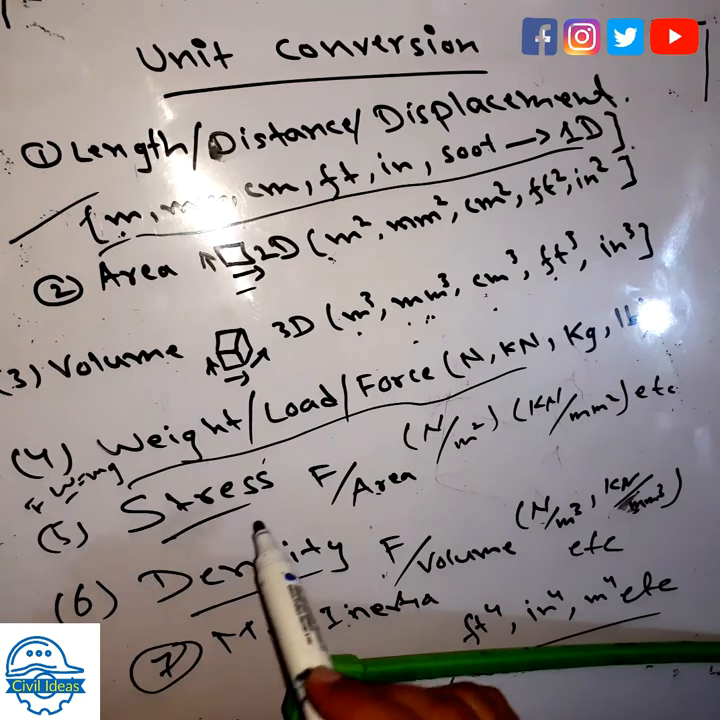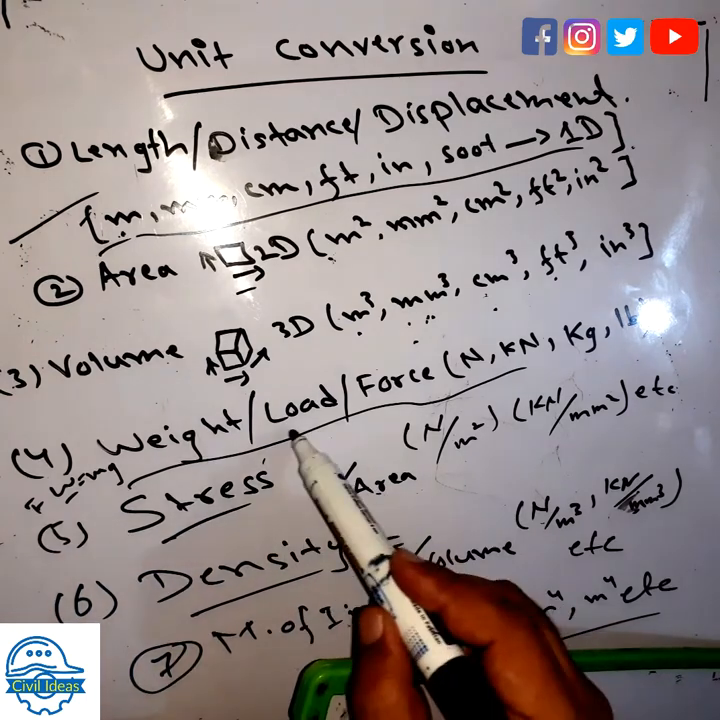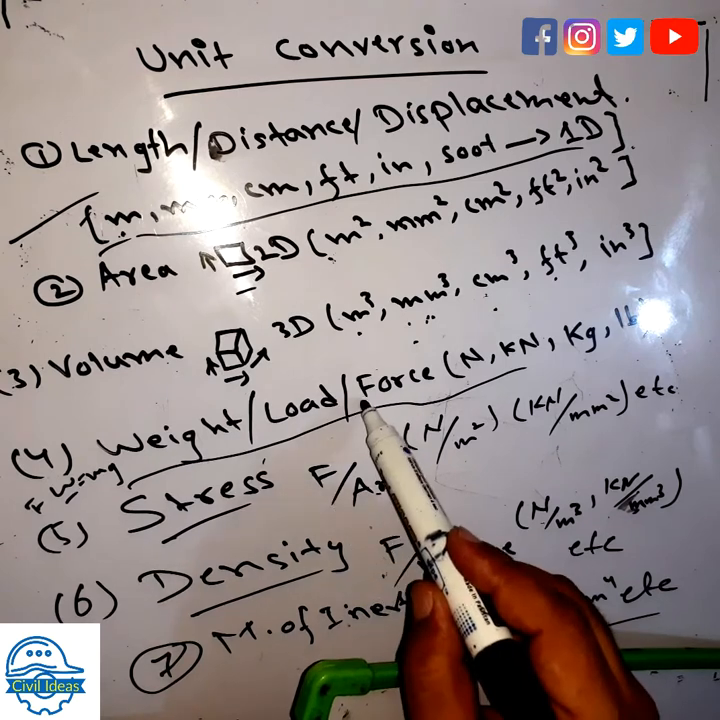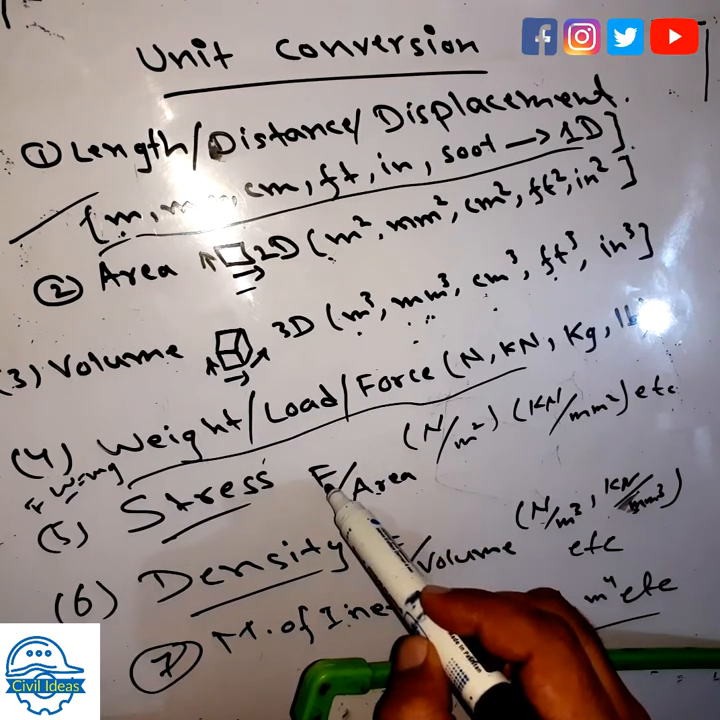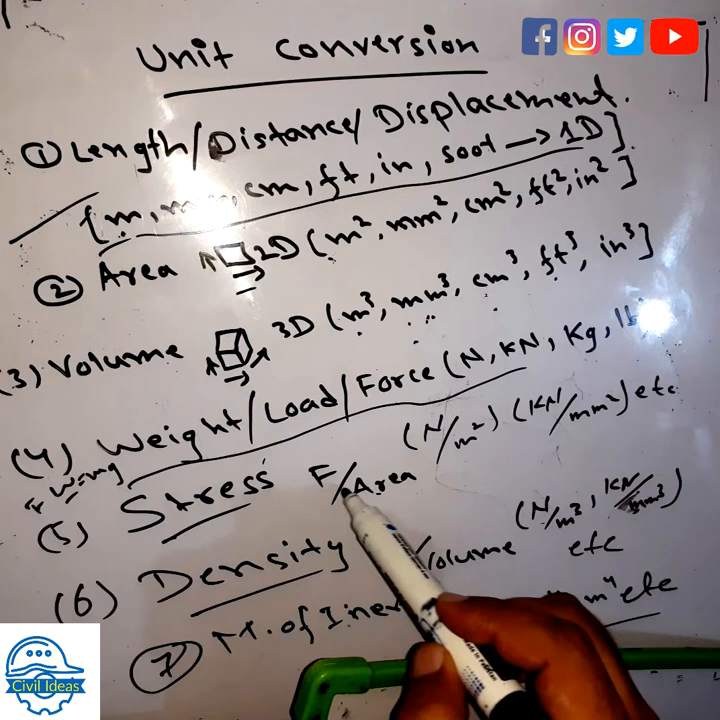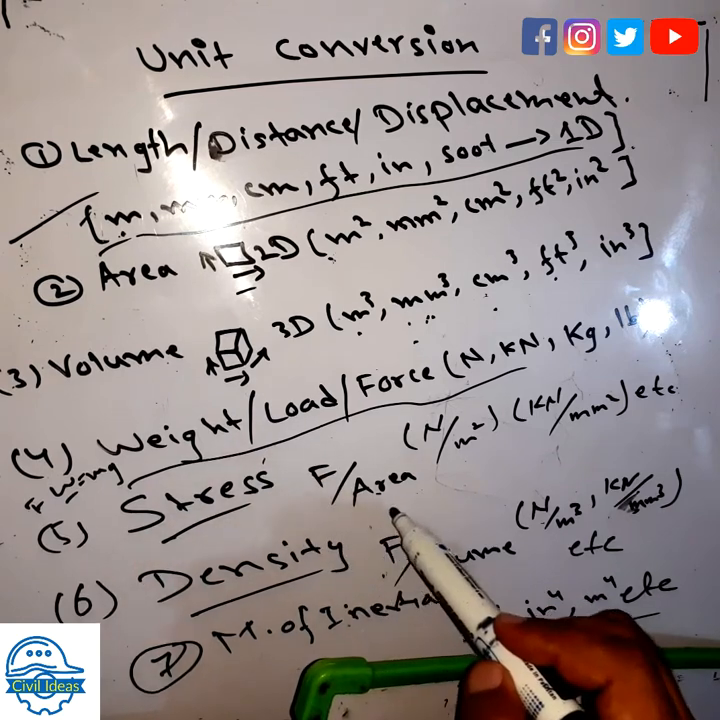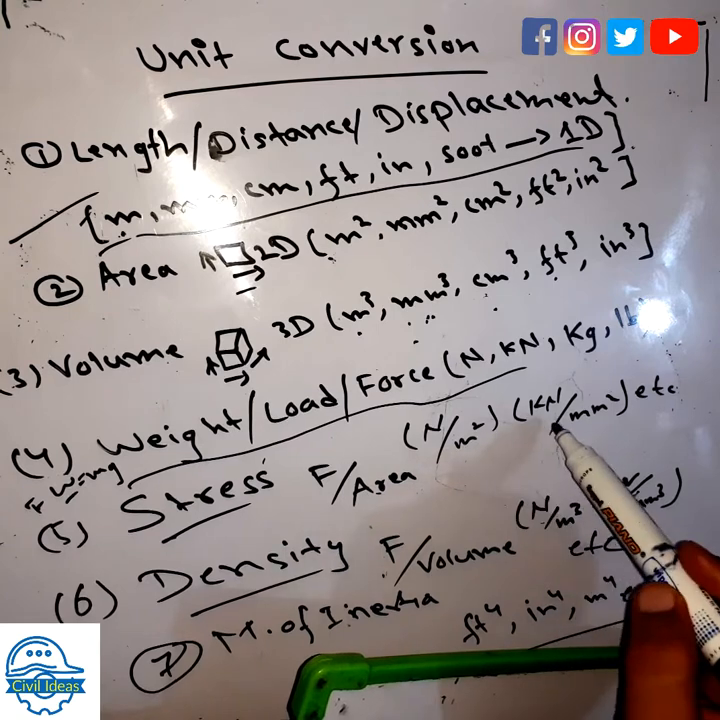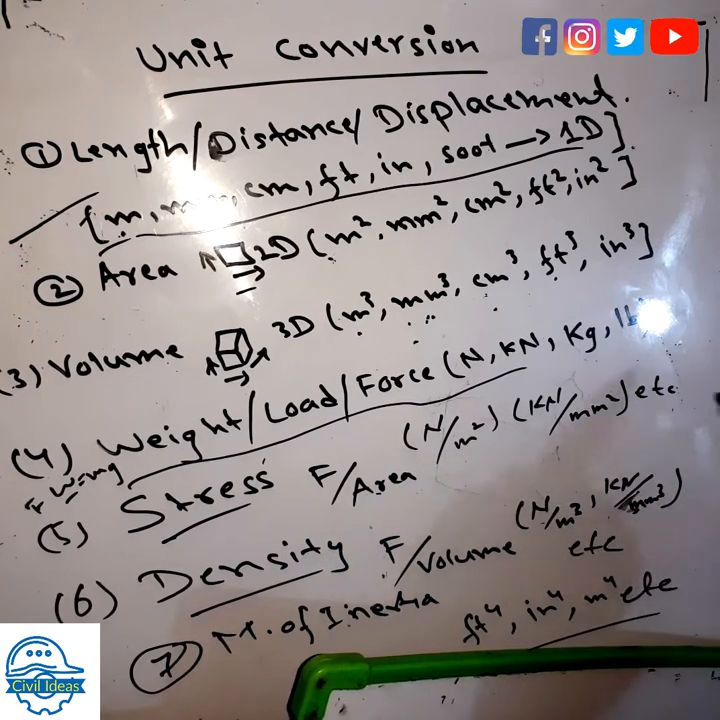And the fifth one is the stress. Stress is just this quantity divided by area, like force. Here I write force per unit area. You may have taken a load per unit area, weight per unit area. So these are the stress, like Newton per mm square, kilonewton per millimeter square, etc., like that.